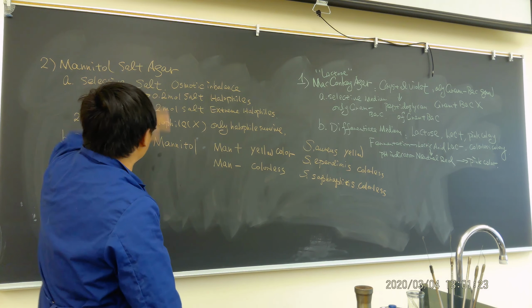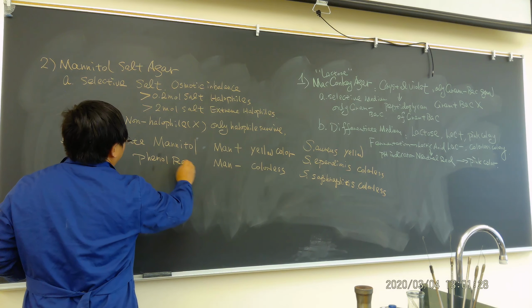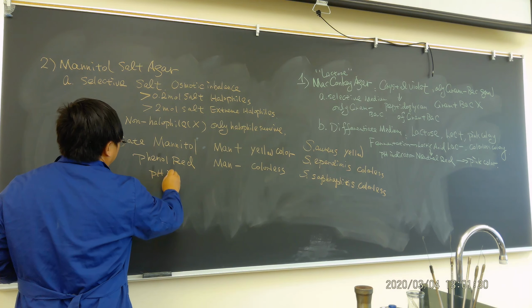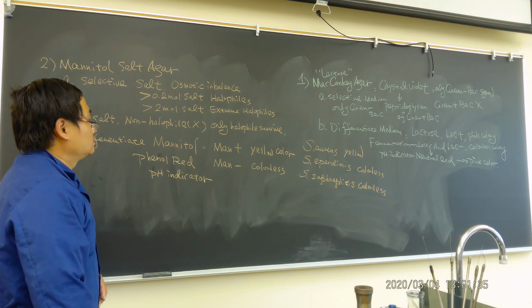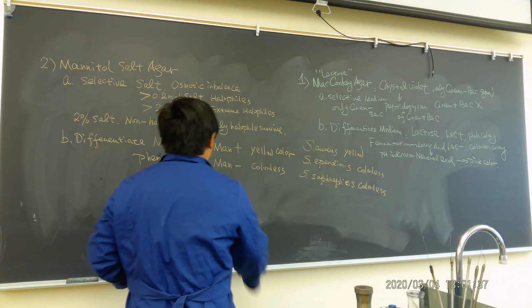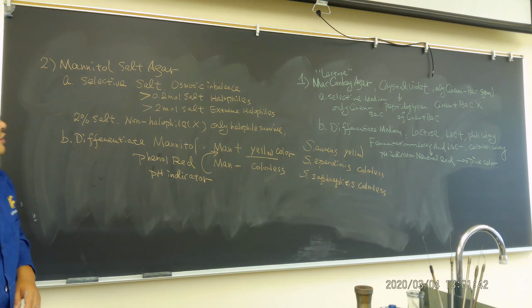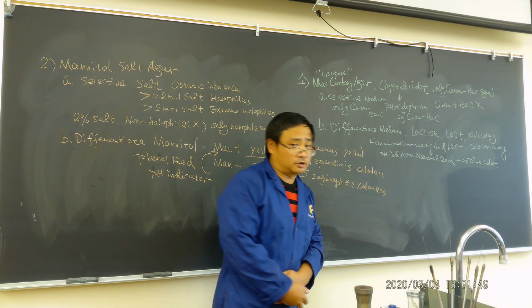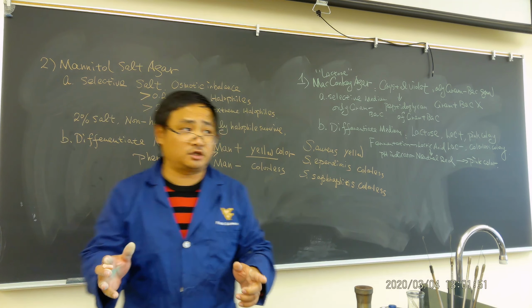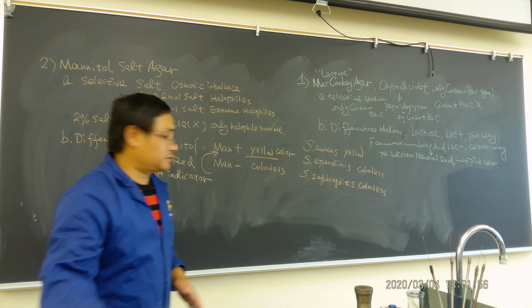Because inside of this media, there is another pH indicator called phenol red. If mannitol fermentation is positive, the phenol red turns yellow. So that's why it's a yellow color. Okay, the second one for mannitol salt agar: both MacConkey agar and the mannitol salt agar are selective media and differentiated media, but it depends on the purpose. Okay, so we mentioned these two.